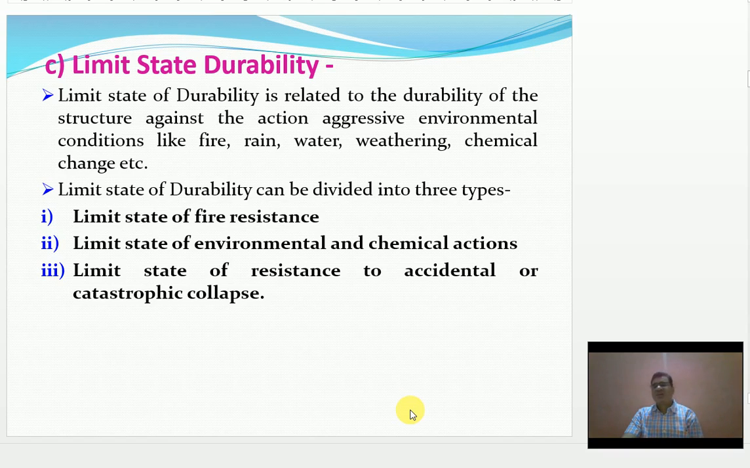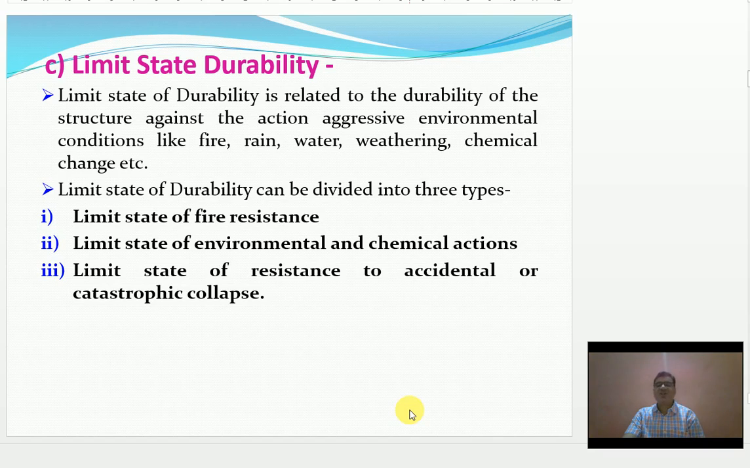Again, this limit state of durability can be divided into three types. The first one is limit state of fire resistance. How will you ensure it? In IS code, one table is given. In that table, the nominal cover to be provided against fire resistance is given. Like if you want to hold fire for half an hour, or 1 hour, or 2 hours, accordingly the covers are given. So I have to ensure the required cover according to the fire resistance.